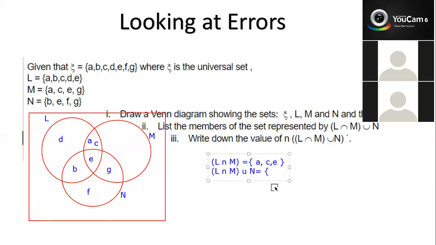All right, Chevelle, help her out. The answer is A, B, C, E, F, and G. Good.